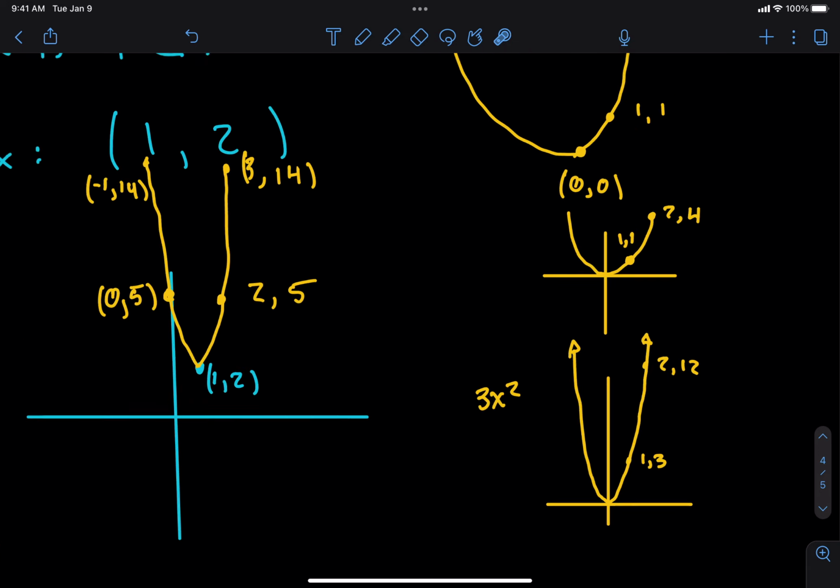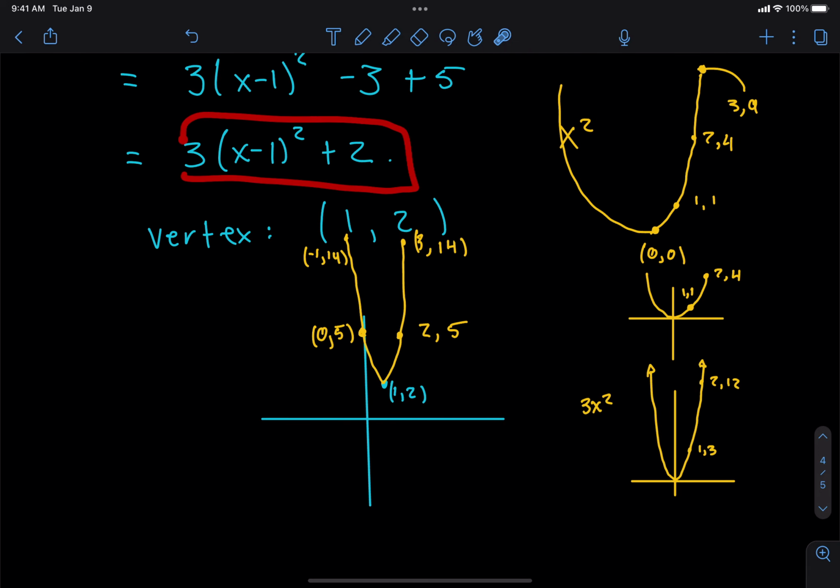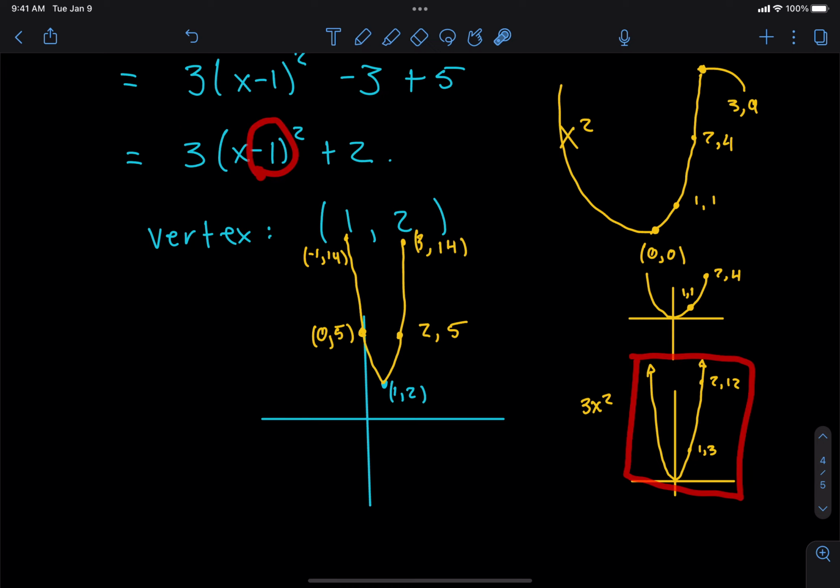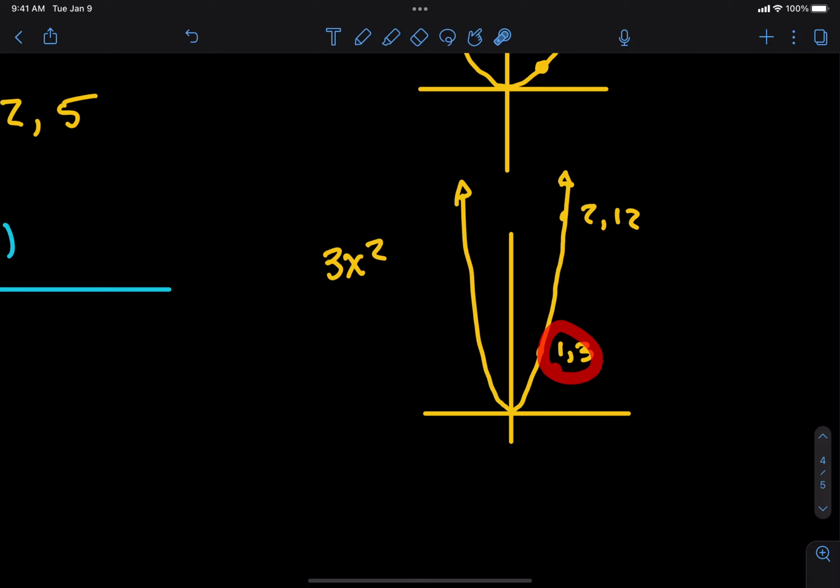Okay, and then what is this graph? This graph, 3 times x minus 1 squared plus 2, is the graph of 3x squared shifted to the right 1 unit and up 2. So if I took the point 1, 3 and I moved it to the right 1 and up 2, then I would be at the point 2 comma 5, right? I move to the right 1, that makes 1 into 2, and then up 2, that makes 3 into 5.